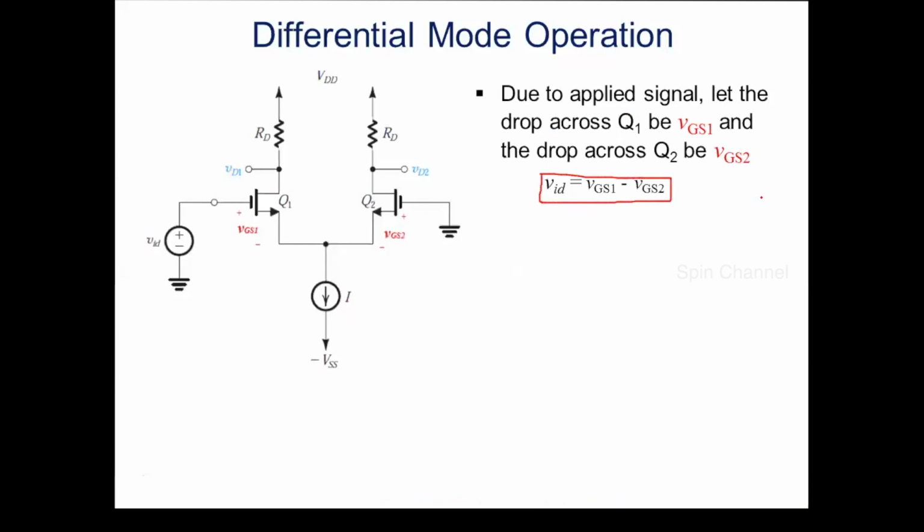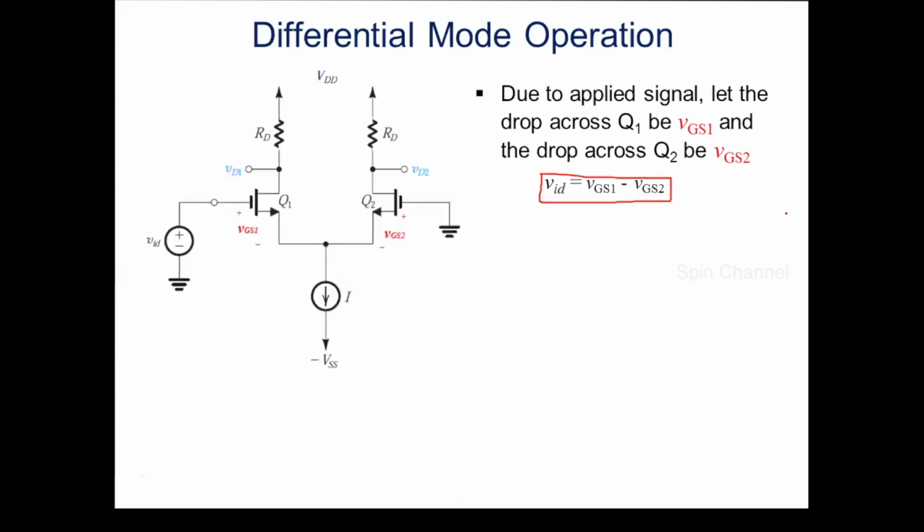For better understanding of the circuit in differential mode operation, let us consider two cases. First case, let VID be positive, and second case, let VID be negative. What if VID is positive? If VID is positive, then VGS1 should be greater than VGS2. Only in that case, VID will be positive. Or if VGS2 is greater than VGS1, then VID will be negative from this expression.